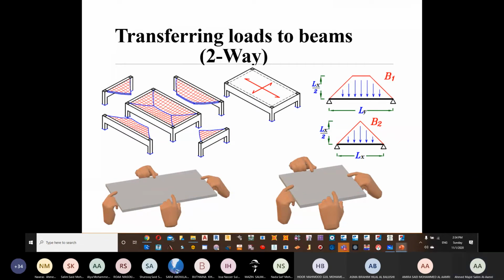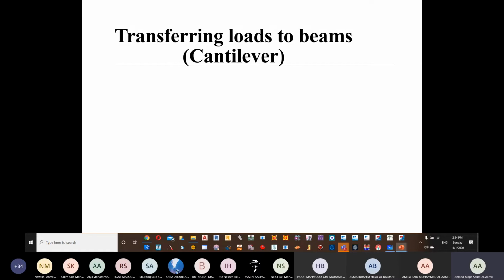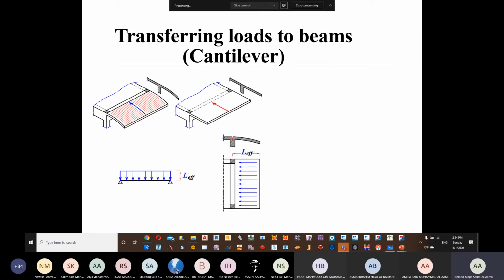Okay, now the most important thing why we are studying this is to understand how to transfer the loads from the slabs to the beams. Okay? From the slabs to the beams. Now there is another case where it's a cantilever. Now you can see this is the slab. Now this slab is not having any beam here. There is no beam here. There is only one beam which is here. So of course all the load of the slab will be taken by the beam.